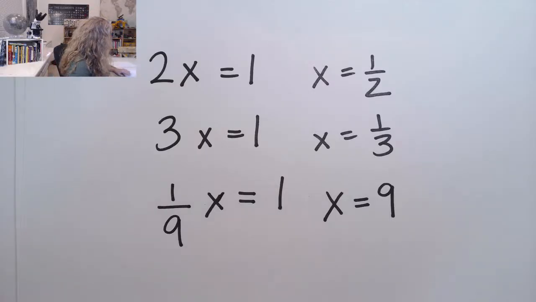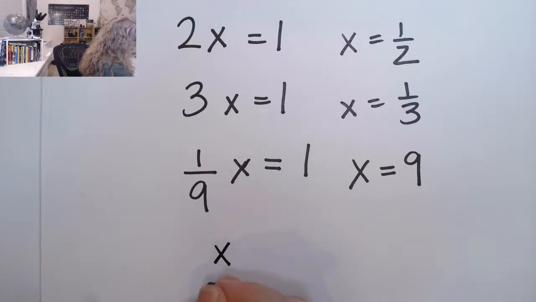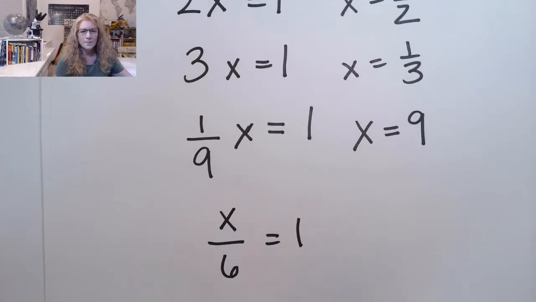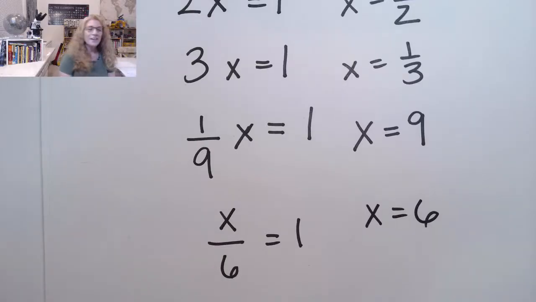So that's fantastic. Okay, good. What if I said x over 6 equals 1? What would you tell me x is? X over 6, so we write that first. X over 6 equals 1. There you go. X must equal 6. Good. Okay, you're good at this. See, I told you. So perfect.